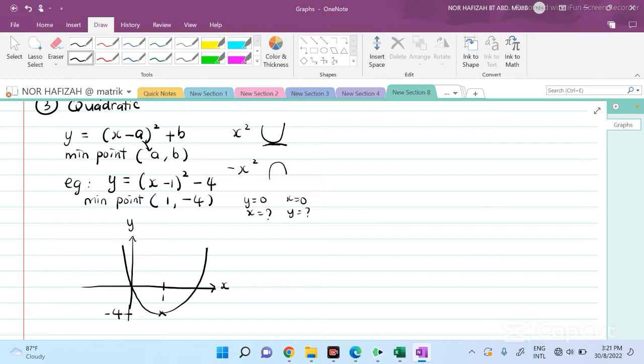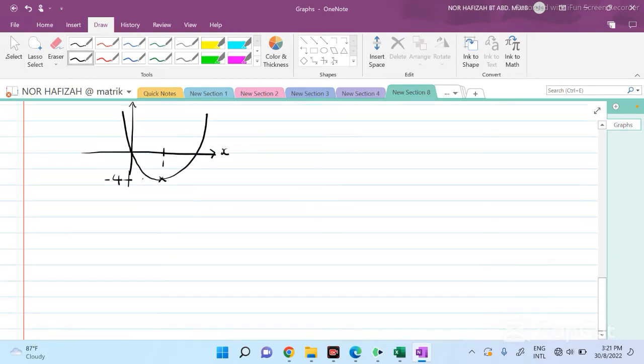Alright, what is the domain? Domain, all real numbers. Range? What is the lowest value here? Negative 4. Does it touch negative 4? Yes. So negative 4 is included. Negative 4 until infinity. We do not have any graph below negative 4.